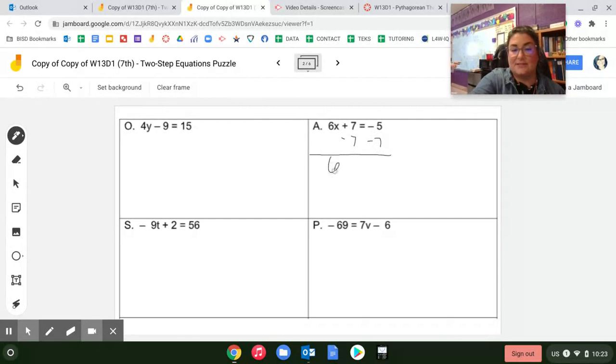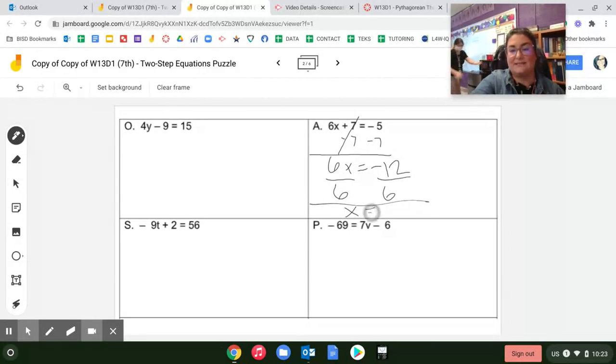So we get 6x. These cancel out. And here's one of the things where people are making mistakes: -5 minus 7. We need to remember those integer rules. When you're subtracting something from a negative number, you're basically making it more negative. So you're adding these numbers, but your sign stays negative. So it's -12. Then we're going to divide by 6 on both sides.